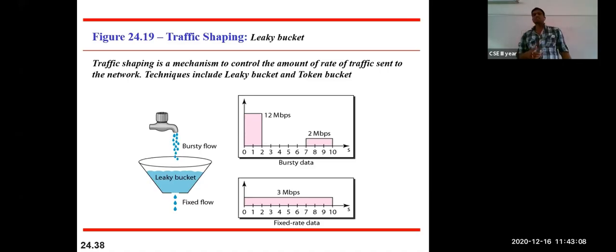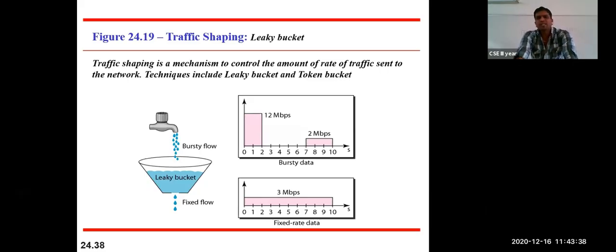Look at the diagram itself, it should give you a clear idea. From the top, the water is coming. It could be bursty. Sometimes the tap is on, sometimes the tap is off. Sometimes less water is coming, sometimes more water is coming. But all of them will go into a bucket, a pool. From there, there is a small leak. Look at the water that is going out of the bucket, fixed flow. Look at the water that is coming into the bucket, bursty flow.